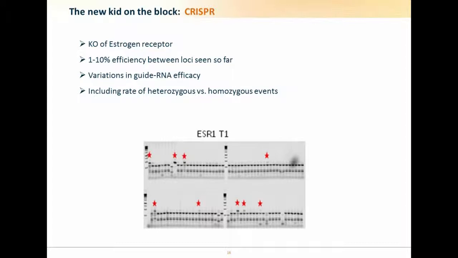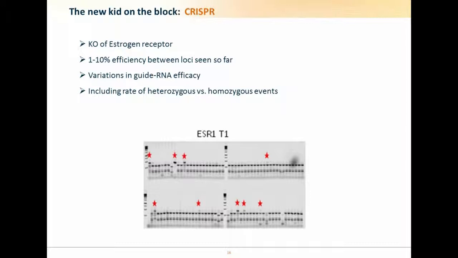Just to give you an example of some data and some of the things that we're seeing using CRISPR here, we've done a knockout of the estrogen receptor as an example. We used 5 different guide RNAs in the experiments, and we saw efficiencies that ranged from 1 to 10%. And you will hear reports ranging anywhere up to, I think, 30 or 40%, depending on the guide and the gene and the cell line that's being targeted. There's a great variation in these guide RNA efficiencies.